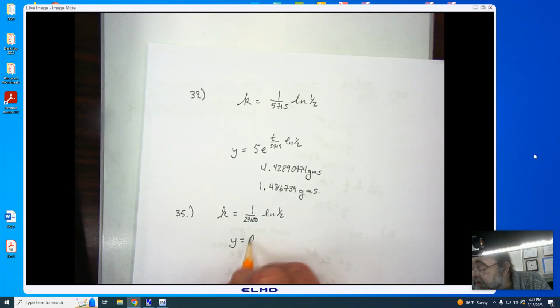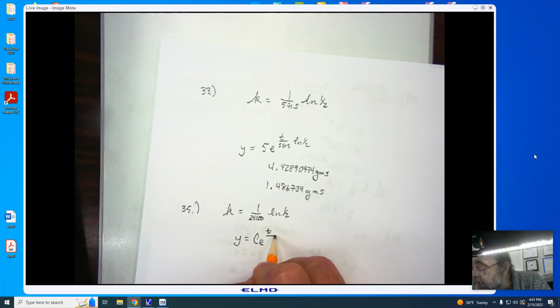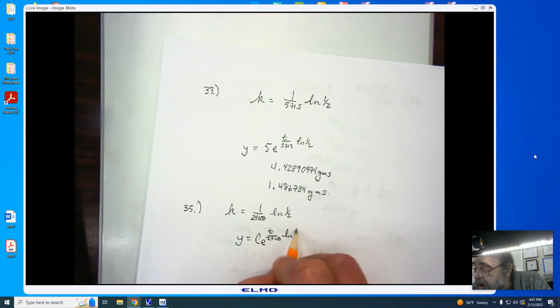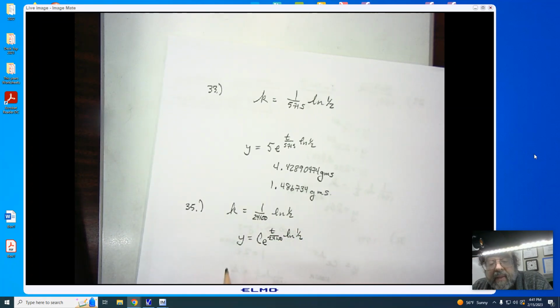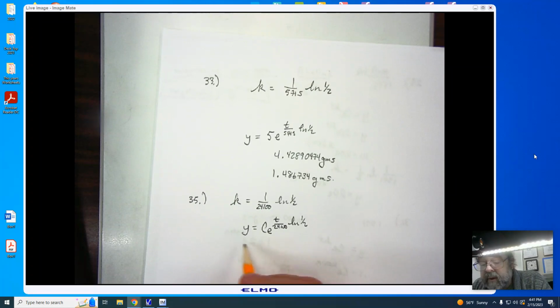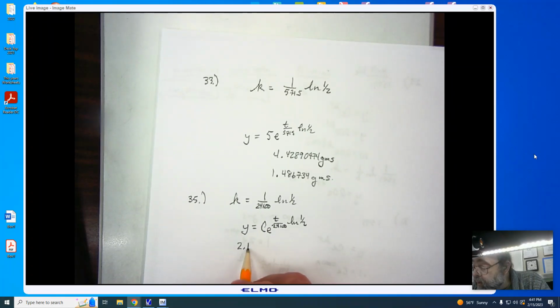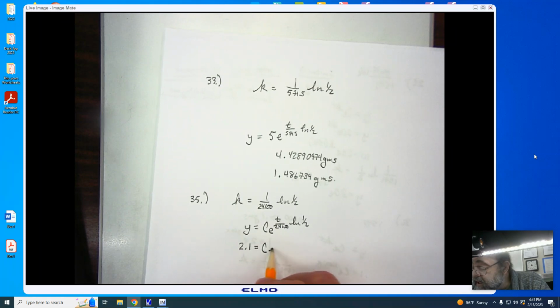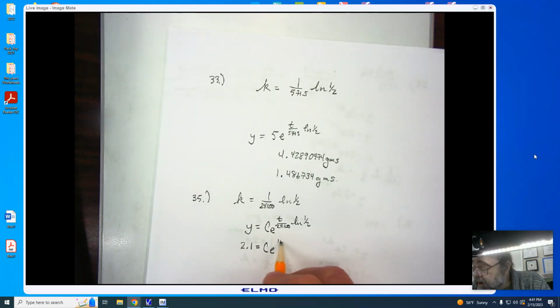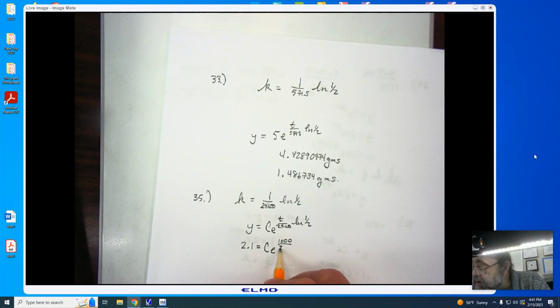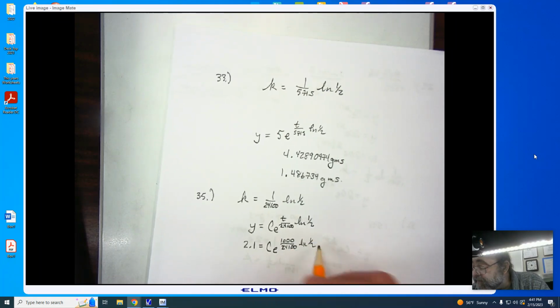So y equals C e to the t divided by 24100 natural log of 1/2, and they tell me that I have 2.1 grams after 1,000 years. So 2.1 is equal to C e to the 1,000 divided by 24100 natural log of 1/2.